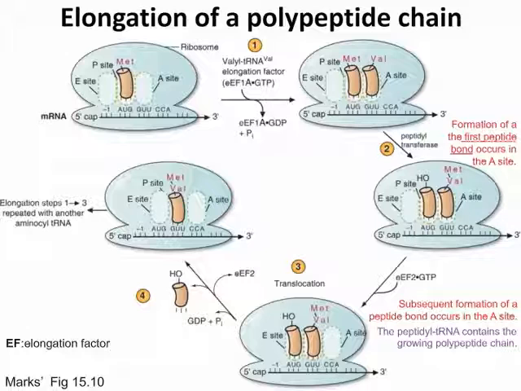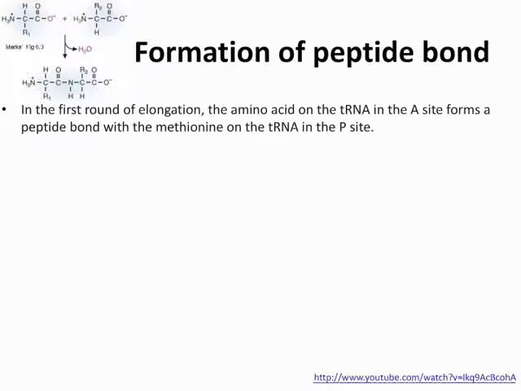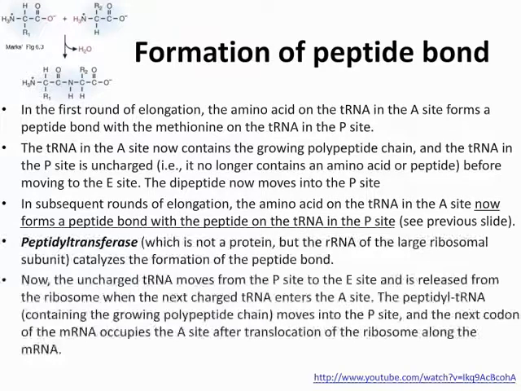And then after step 3, everything is going to repeat itself. So formation of that peptide bond that we saw earlier. Remember, the first peptide bond is formed in the A site. If you look at the third bullet, it says in subsequent rounds of elongation, the amino acid on the tRNA in the A site now forms that peptide bond on the tRNA in the P site. So I'm pretty sure he made a mistake. Make sure to double check that. So what forms that peptide bond is something called a peptidyl transferase. So that's an enzyme that is going to catalyze the formation of the peptide bond.